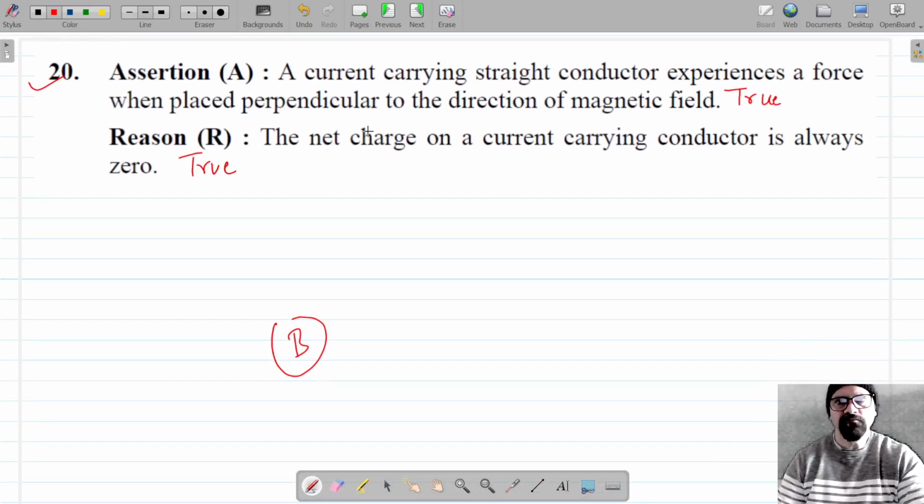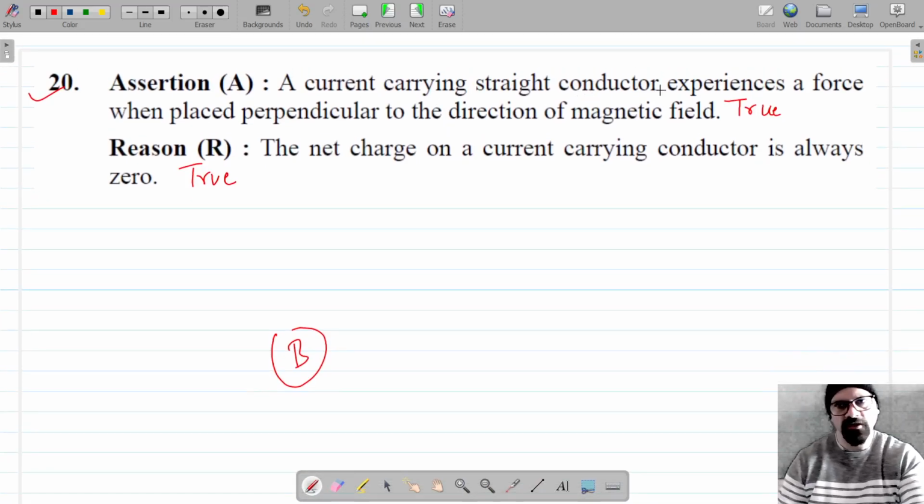And why a current carrying conductor experiences a force because of the magnetic field lines that it produces is beyond the scope of the 10th class syllabus. But because we have studied this, a straight current carrying conductor, whenever placed in a direction perpendicular to the direction of the magnetic field, experiences a force. Net charge on a current carrying straight conductor is always zero, which is also true. So B is the correct option for this.